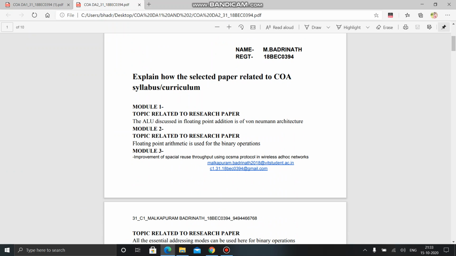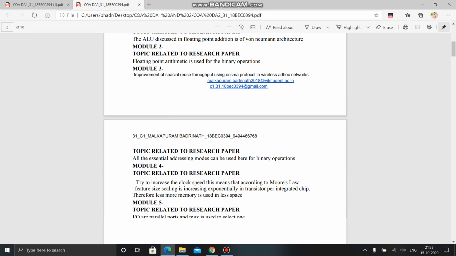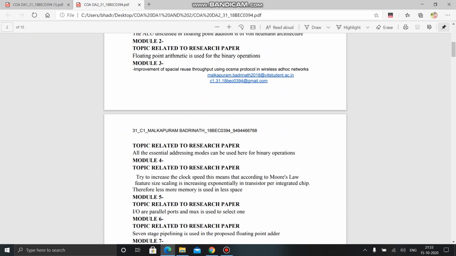Module 3, improvement of spatial reuse throughput using OCSMA protocol in wireless ad hoc networks. And module 4 is related in a way such that all the essential addressing modes can be used here for all binary operations to increase the clock speed. This means that according to Moore's law, feature size scaling is increasing exponentially in transistors per integrated chip. Therefore, more memory is used in less space. This is how module 4 is related.